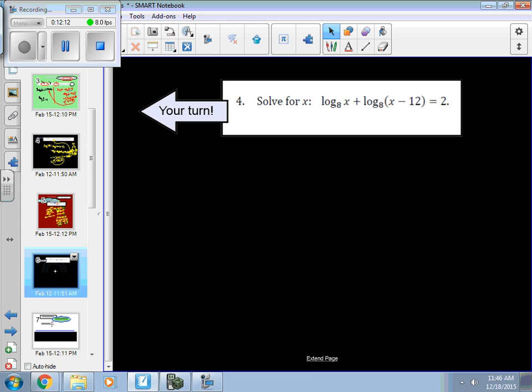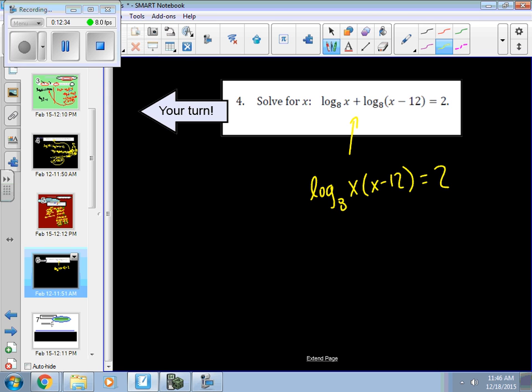All right, let's try another one of those. We want to solve this one using log properties. Why don't you pause the video, try this one out, and see if you can solve it on your own. All right, let's see how you did. We want to combine these with log properties. If we see a plus here, that means these are going to combine with multiplication. So it'll be x times x minus 12.